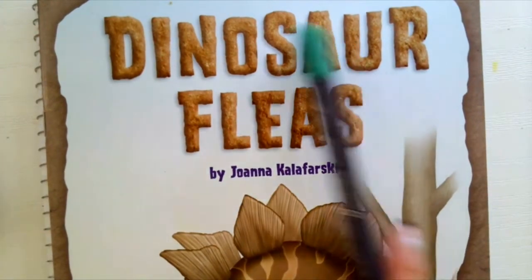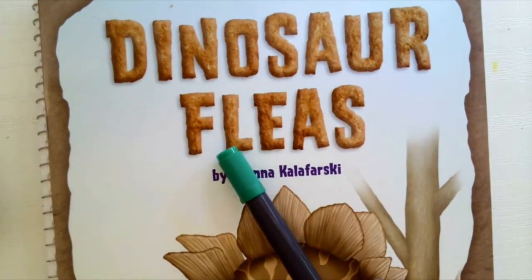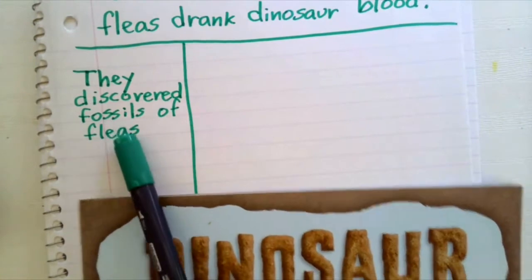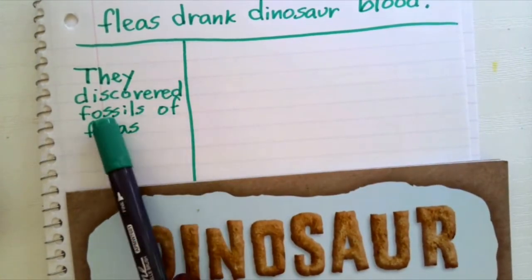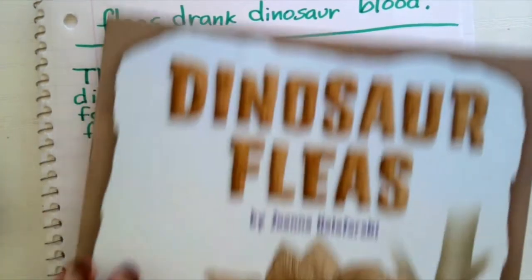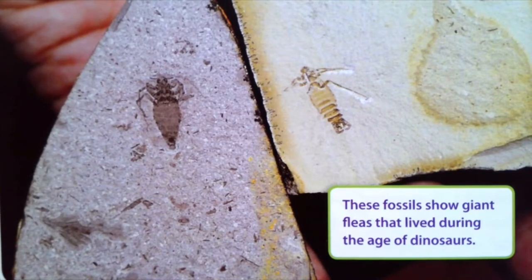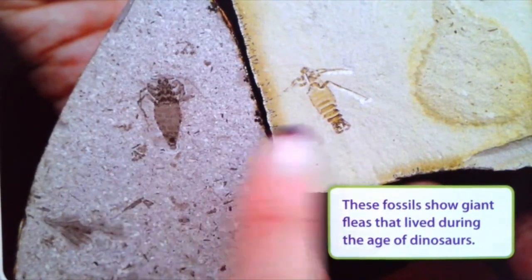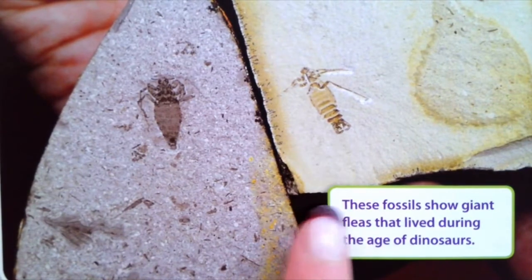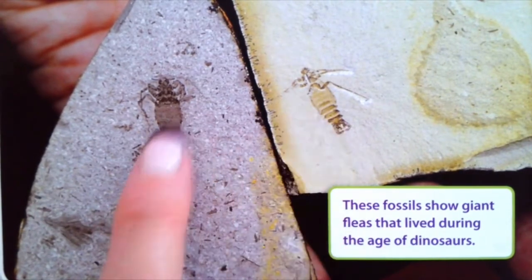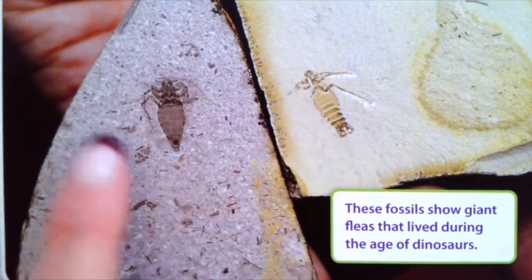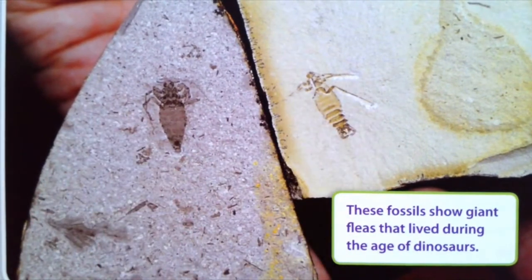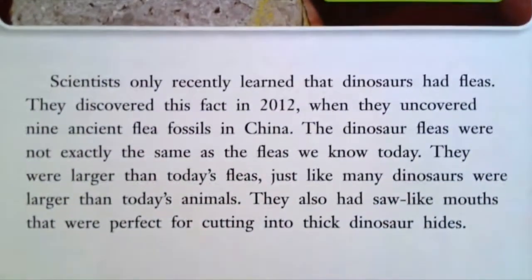We need to go back into the text to find good evidence to explain or describe how they discovered fossils of fleas. Here's a picture in the text of some fleas that lived during the age of the dinosaurs. The fossils show giant fleas. What else are the fossils showing? Let's check the text evidence.